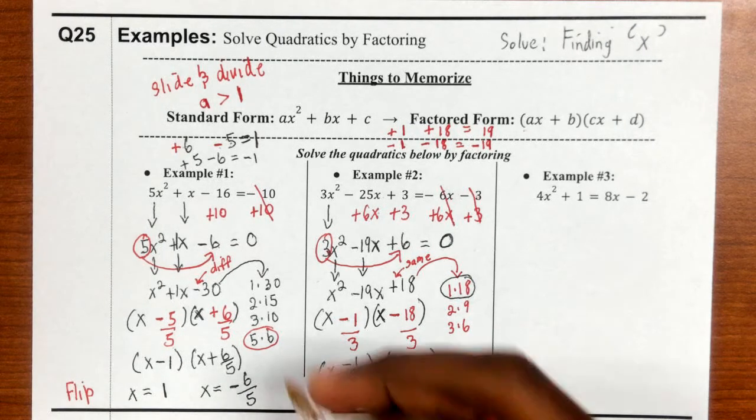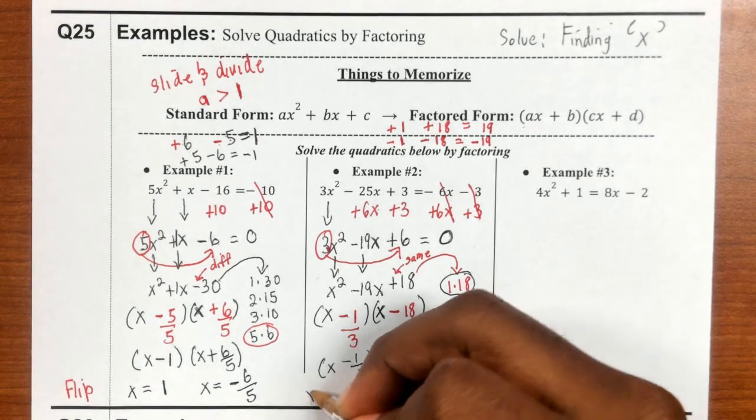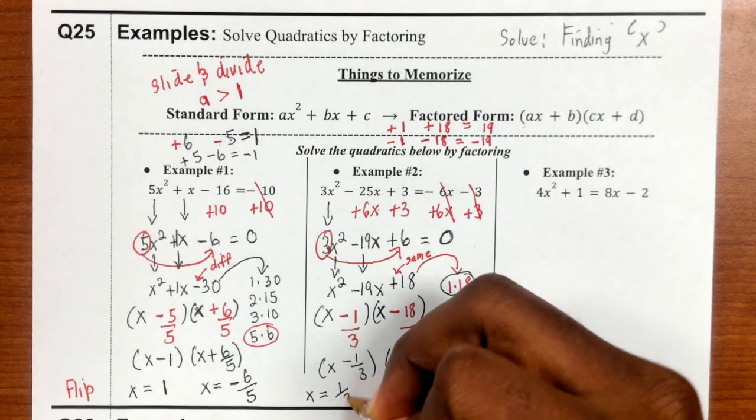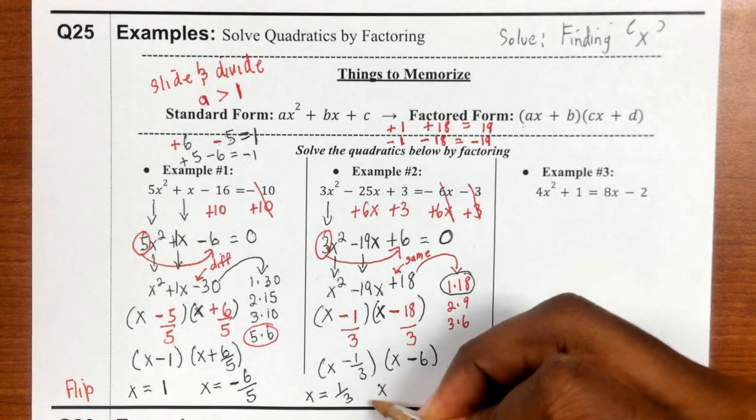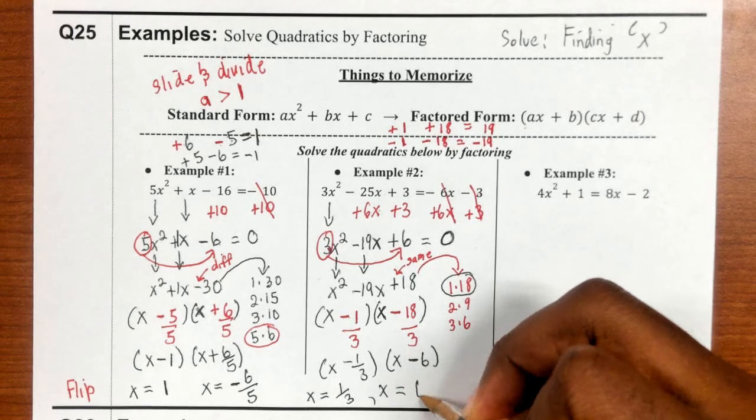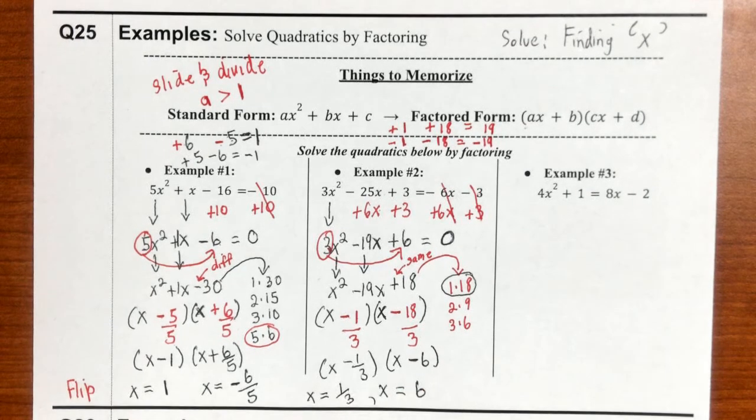I'm going to now flip the signs to get my two values of x, which would be +1/3. And when I flip a -6, I get a +6. All right? And that is it. Okay? So now let's do the last question, guys.